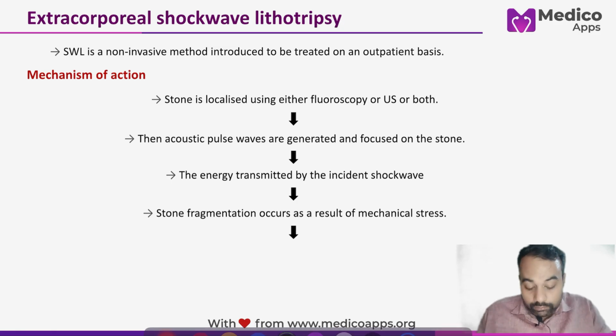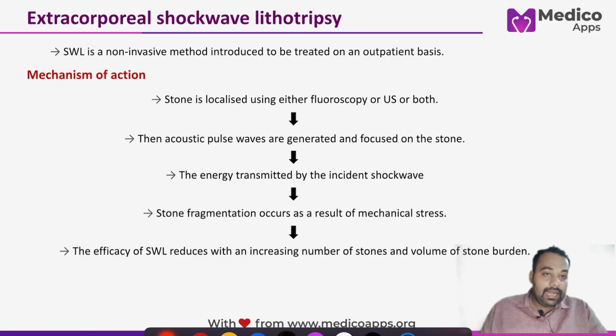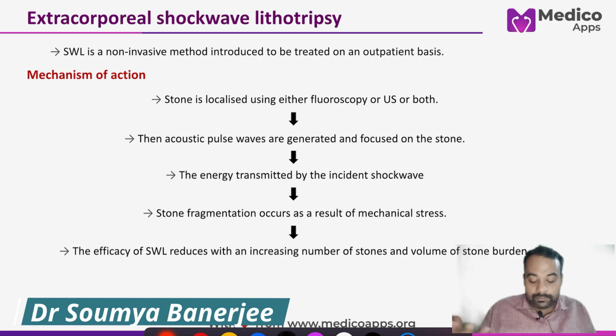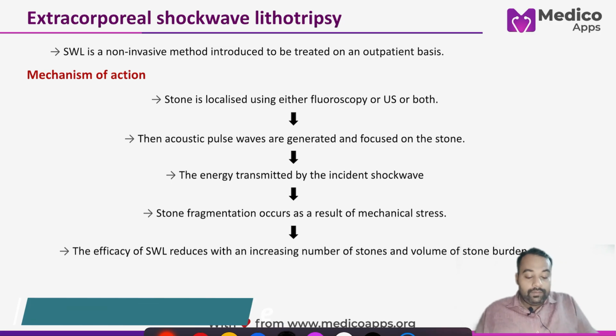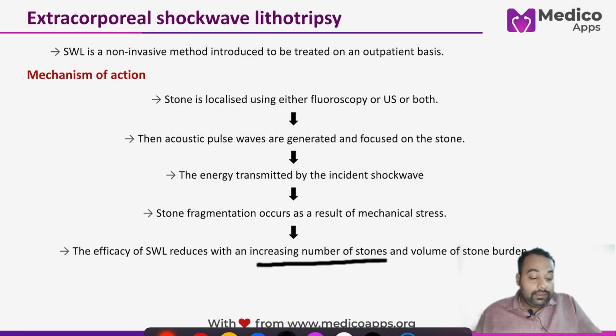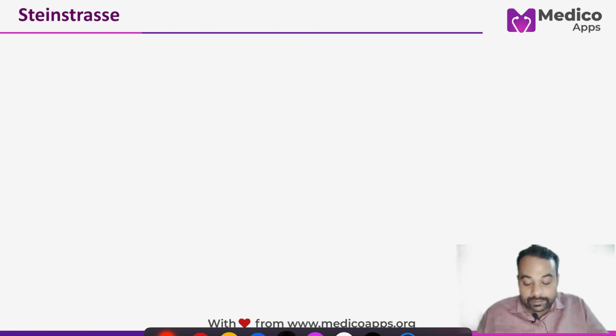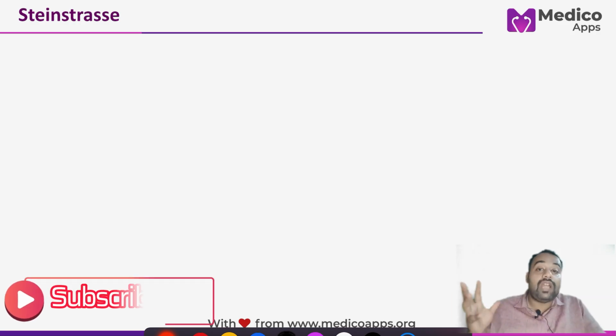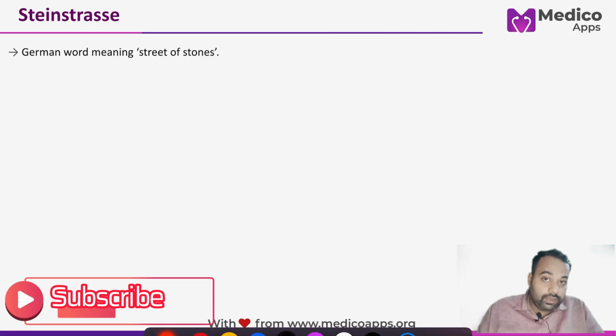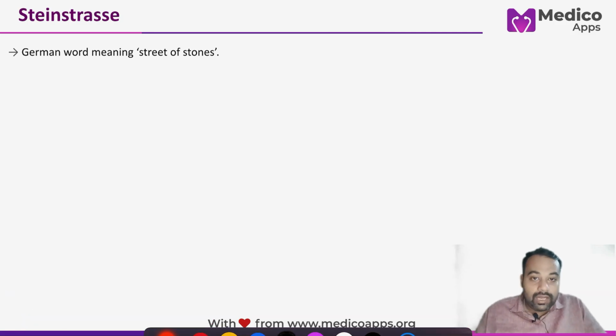Okay. Now, a few important things: the efficacy of the ESWL eventually decreases with an increased number of stones and the volume of the stone burden. Okay, so you have to understand that the increased number of stones and the increased size of the stone eventually decrease its efficacy. So there is one term that is known as the Steinstraße, which is basically a German word. The meaning of this is the street of stones.